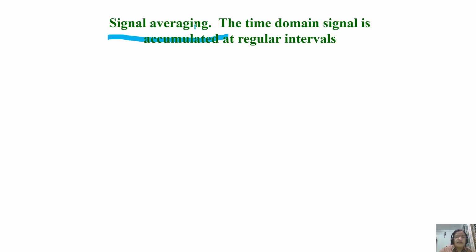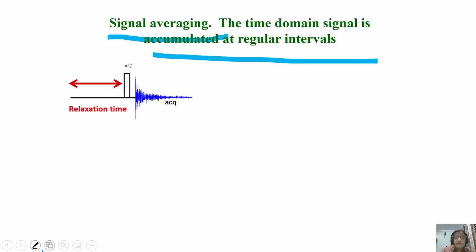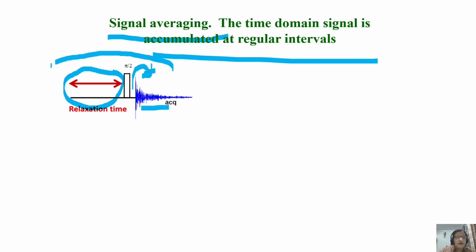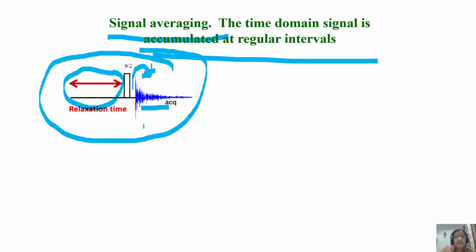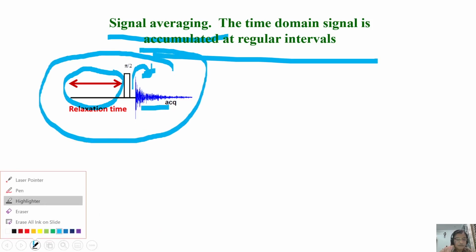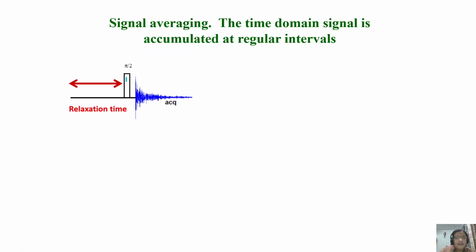The time domain signal is accumulated at regular intervals. Like this, you start collecting the signal here. There is a time, which I will tell you, the relaxation time, how much you have to give. Apply a radio frequency pulse. There is a time delay here, it's called dead time delay. Okay, and then start collecting the signal. This is one experiment. This is one time when you want to acquire a signal, this is what you do. Please understand. Send a radio frequency pulse and collect the free induction decay. That's all.